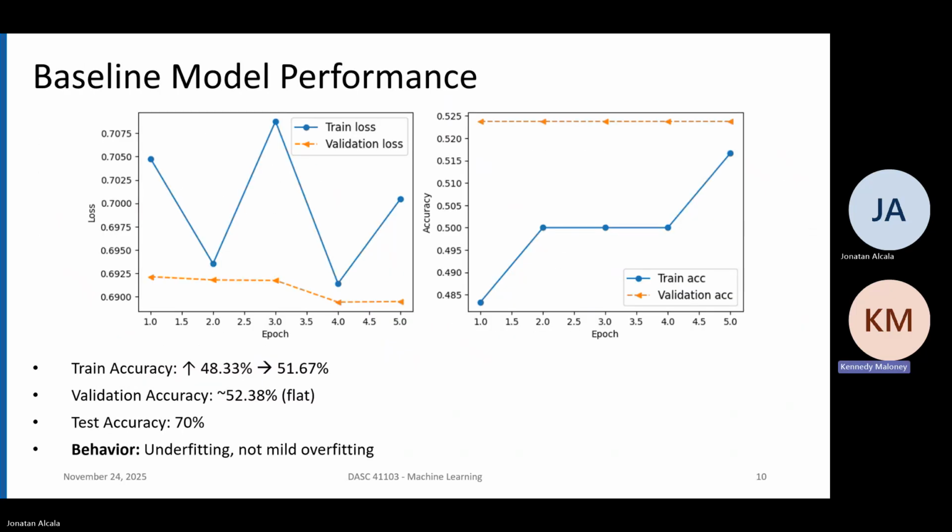So the baseline model performance, these are the train and validation accuracies and loss. Loss is on the left, accuracy is on the right, per epoch. The training accuracy began at 48.33%, but we eventually got it to 51.67. And the validation accuracy did stay the same at 52.38%, but our test accuracy, we got to 70%. So the behavior was that it was underfitting, not mild overfitting.